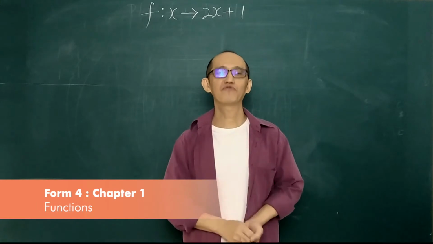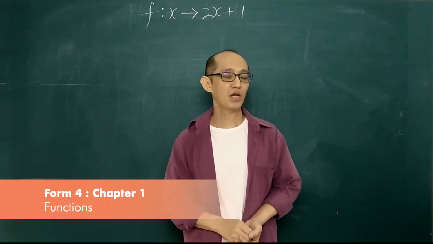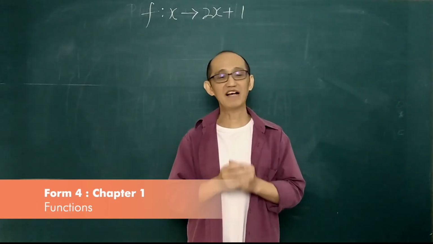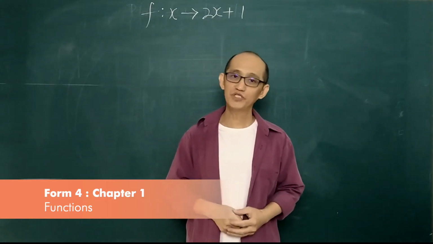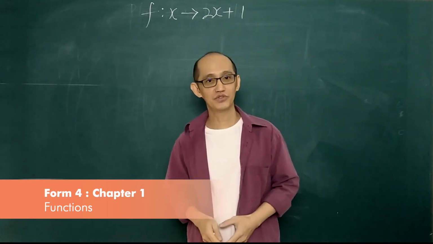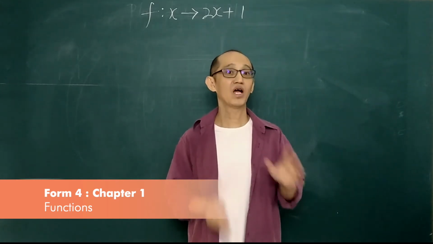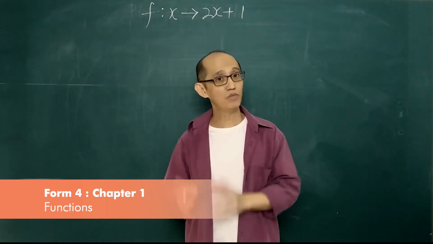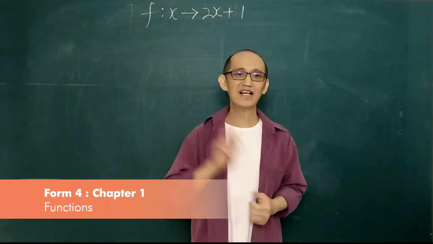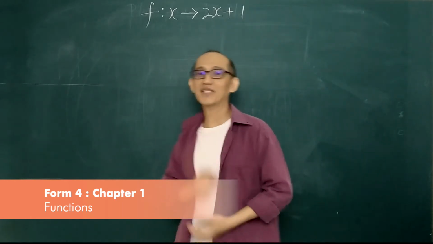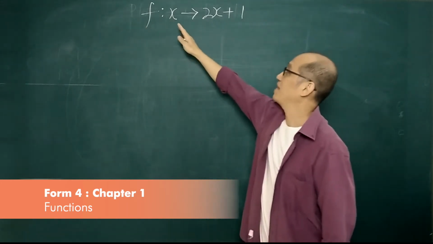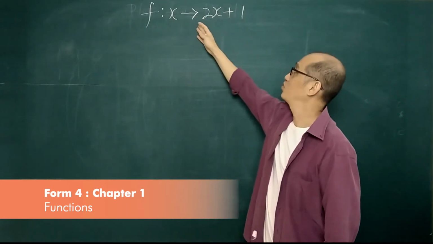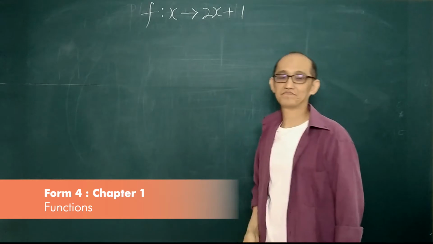Today we continue with function. Today's topic is composite function. In composite function, we let the object go through the function 2 times, or we let the object go through 2 functions. Now let's look at this function f. Function f maps x to 2x plus 1.